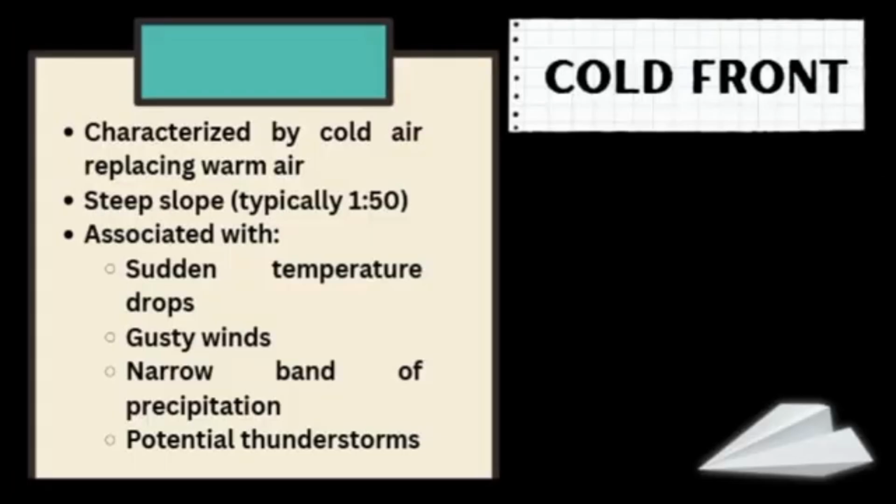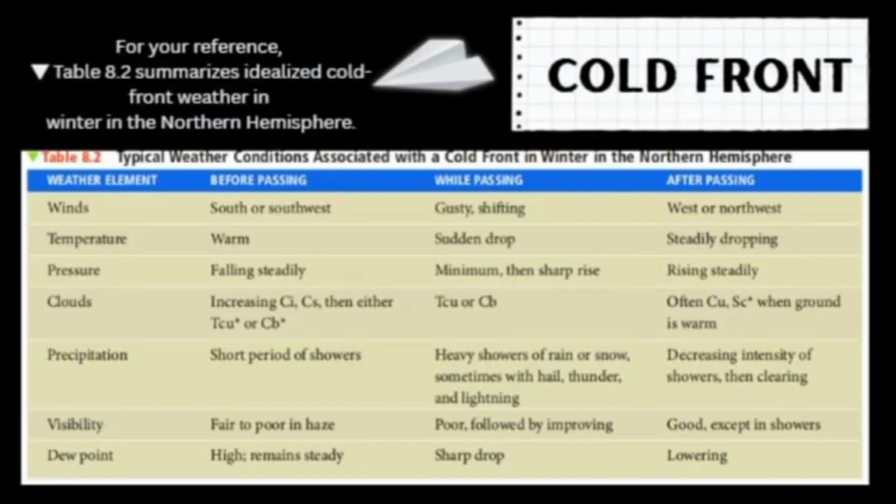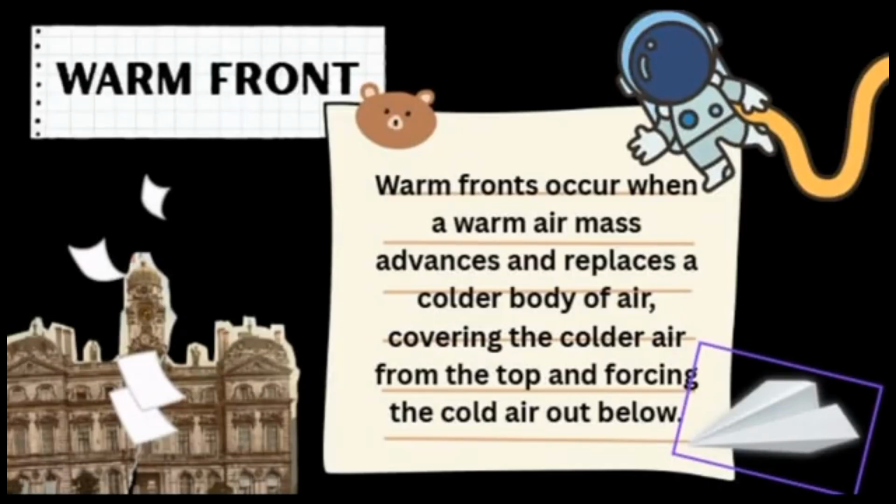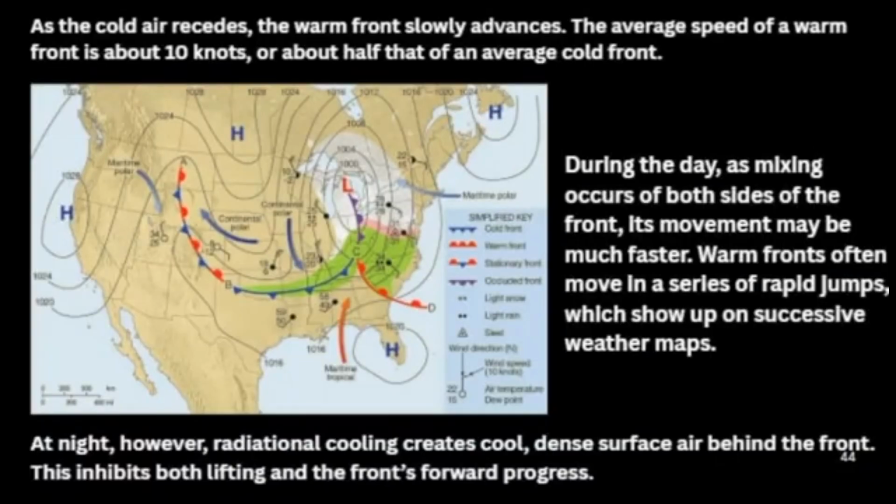Here is the summarization of the cold front, and the reference summarizes the ideal cold front weather in winter in the Northern Hemisphere. Moving on to warm fronts. Warm fronts occur when a warm air mass advances and replaces a colder body of air, covering the colder air from the top and forcing the cold air out below. As you can see in the illustration, a warm front is drawn along the solid red line running from point C to D.